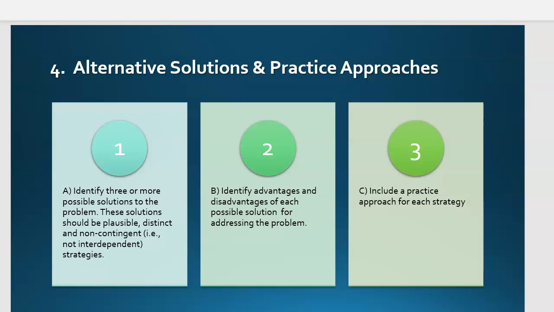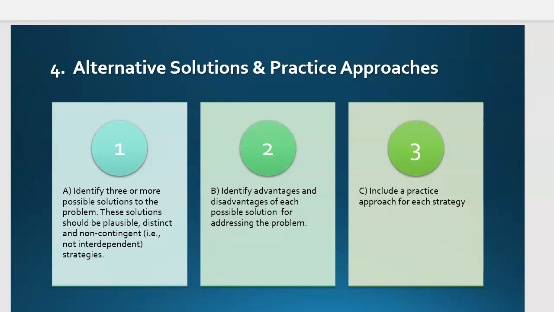Part B is for each possible solution, you're going to identify the advantages and disadvantages of each solution that addresses the problem. In other words, you're going to think through each possible solution. What's the good that can come from it? What are any negatives, or what might be unintended consequences? So you need to think of both sides of implementing your solution.